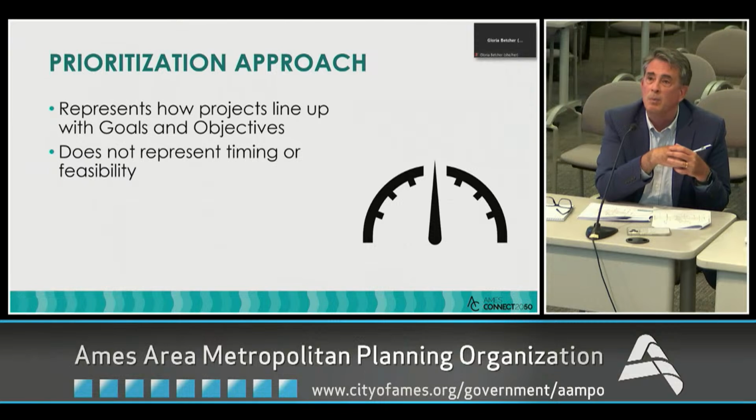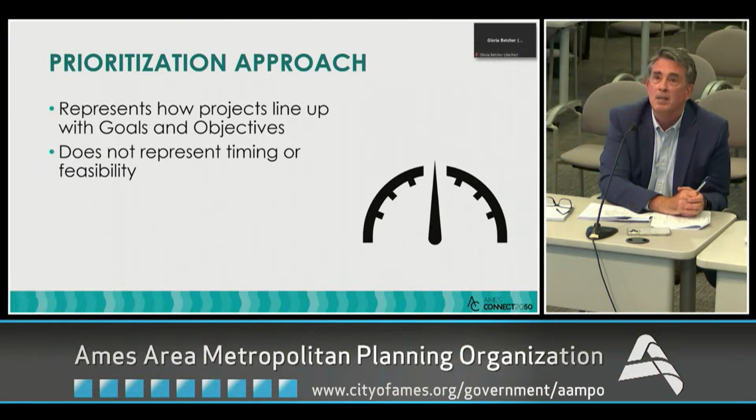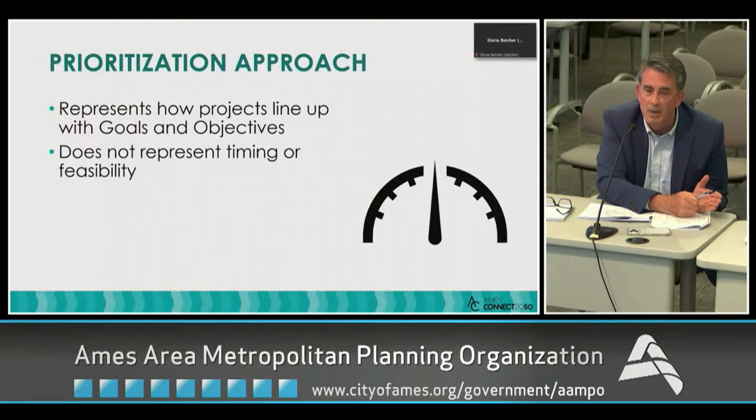Then real quick on the next one, we talk about the prioritization process. This is a representation of what Damien talked about with performance measures. It's essentially how well projects line up to our goals and objectives. You'll see some here that score pretty high. They don't necessarily represent when we're going to need it. They might be projects we'd need later, closer to 2050, and the score doesn't recognize how soon it would be before they'd be feasible in terms of project development.